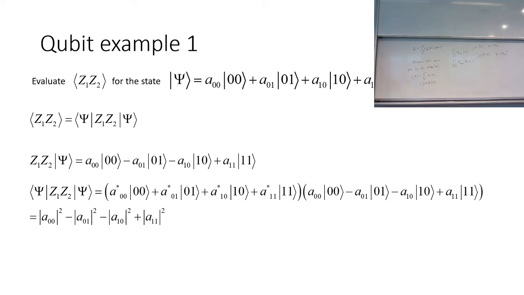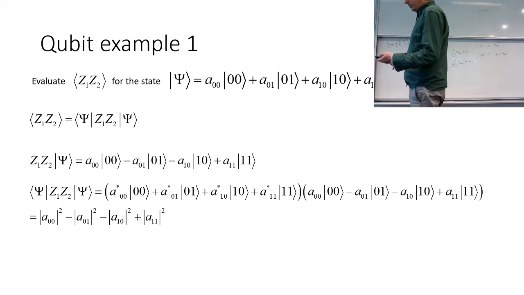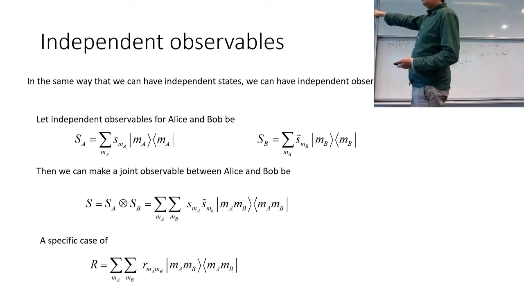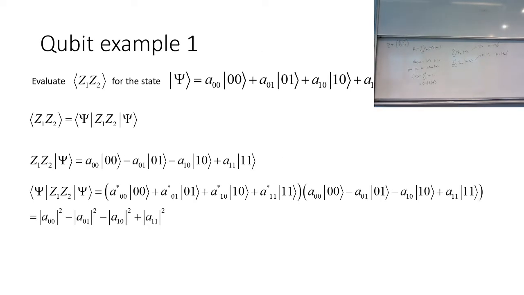Suppose it was: evaluate the expectation value of Z1, Z2. Z is, I forgot to write it, the usual Pauli Z operator matrix that we had before. This Z1, Z2 is exactly an example of this independent observable. What that means is that Alice and Bob make a measurement, and each of their observables is Z. Basically, you have to work out the expectation value of that operator. And I'll give you a completely general state here.